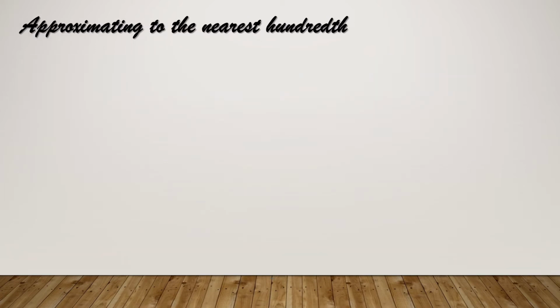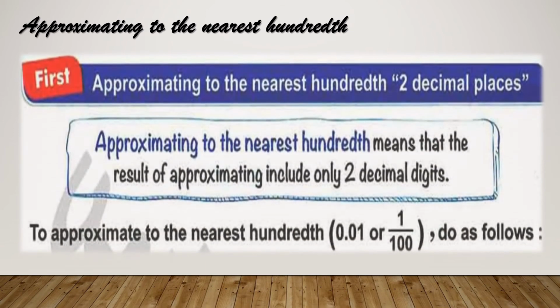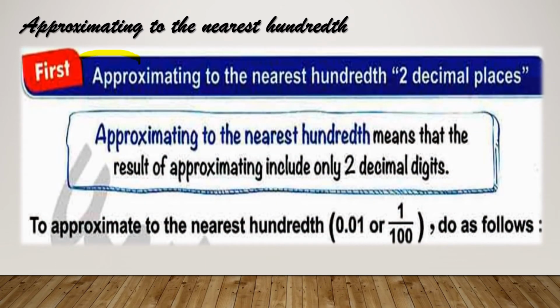Now, approximating to the nearest hundredth, which is the topic of our video today. Approximating to the nearest hundredth means approximating to the nearest two decimal places. To remember this, we have studied before approximating to the nearest tenth. When we approximate to the nearest tenth, we approximate to the nearest one decimal place. And now when we approximate to the nearest hundredth, we approximate to the nearest what?